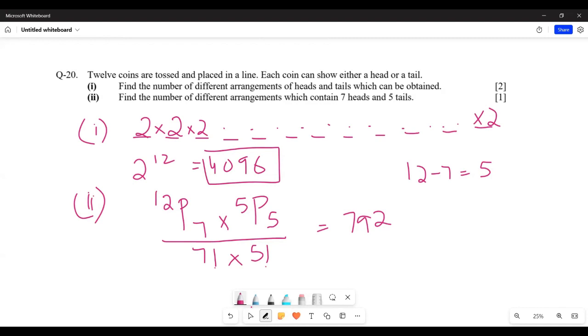If there are any questions, please tell me. If not, then we move on to question 21.